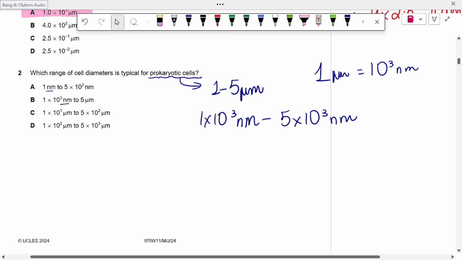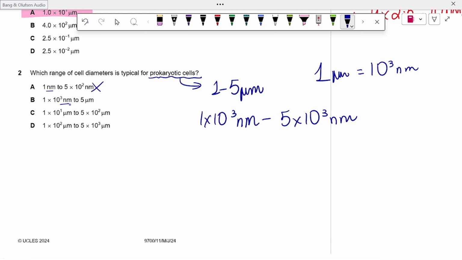Let's look at the option. 1 nanometer, this is wrong, 1000 होना चाहिए था, so option 1 is wrong. 1 into 10 की power 3 nanometer to 5 micrometer, this is exactly correct. तो बाकी option obviously are wrong. And आपको नजर भी आ जाएगा mistake कौन सी है.